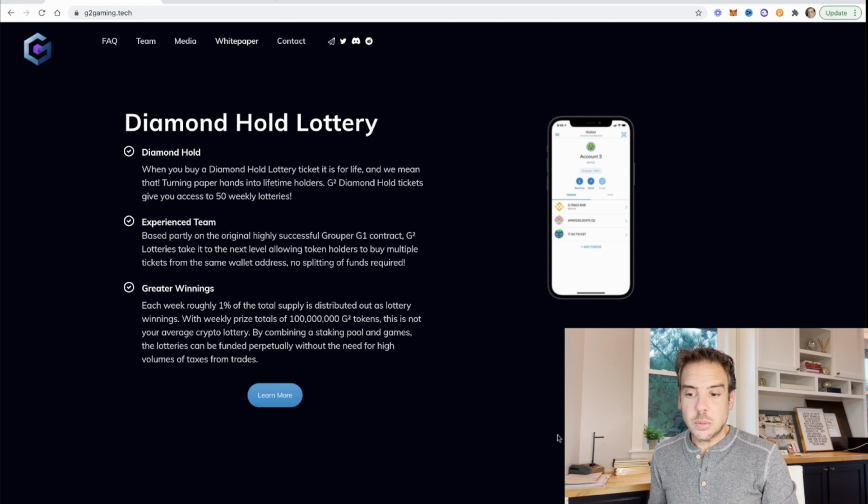Greater winnings. Each week, roughly 1% of the total supply is distributed out as the lottery winnings. With weekly prizes of 100 million G2 tokens, this is not your average crypto lottery. By combining a staking pool and games, the lotteries can be funded perpetually without the need for high volumes of taxes from trades. So that solves the problem, right?